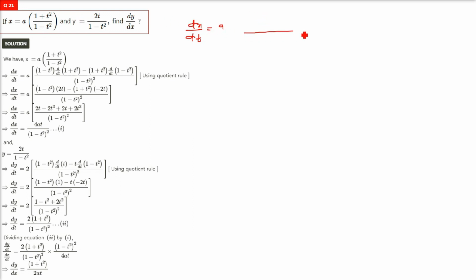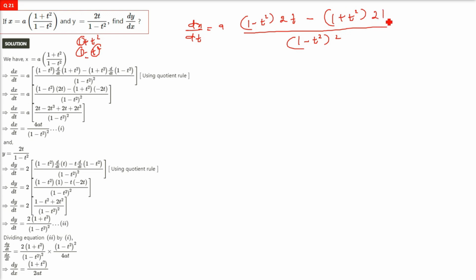In the denominator we have 1 minus t square, whole square. Then we have 1 minus t square here. Differentiation of 1 plus t square is what? It is 2t. Minus. First we have 1 minus t square outside, then we take 1 plus t square outside and differentiate 1 minus t square this time. So it will be 0 minus twice of t. Minus minus become plus.